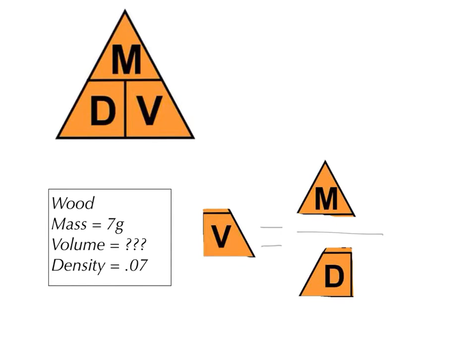The mass is 7 grams, and the density is 0.07. We then divide those two. Next, we get an answer of 100. The units would be milliliters, since volume is often measured in milliliters.